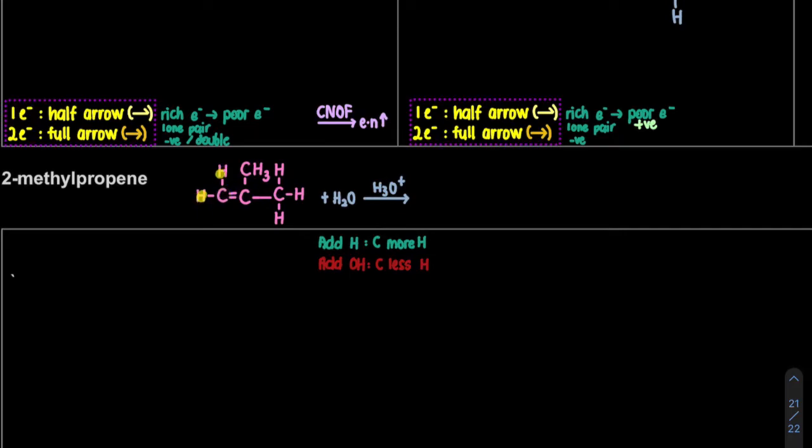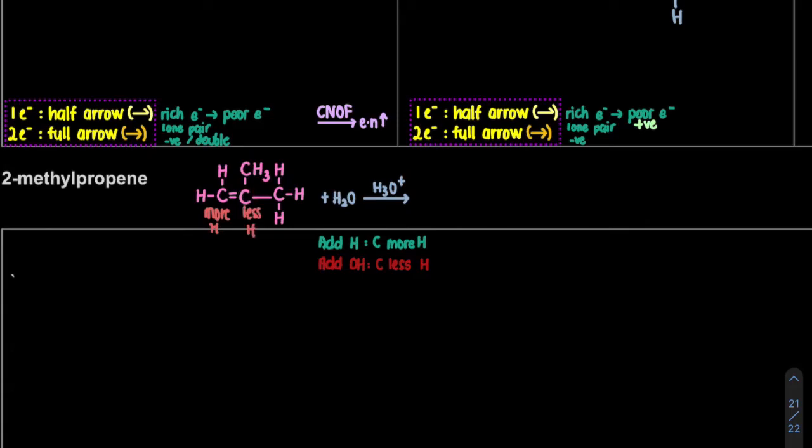So when it has 2 hydrogen, it means this carbon is the one with more hydrogen. So this other one will be the carbon with less hydrogen, because you can see this carbon is attached to 1 CH3, 2 CH3. This one is directly attached to 2 hydrogen. This one has no hydrogen directly attached. So this one will be the one with less hydrogen.